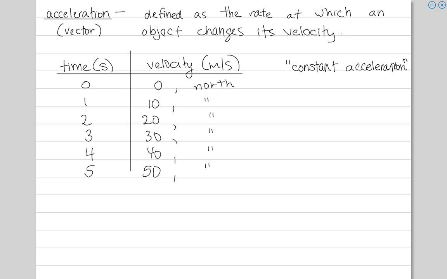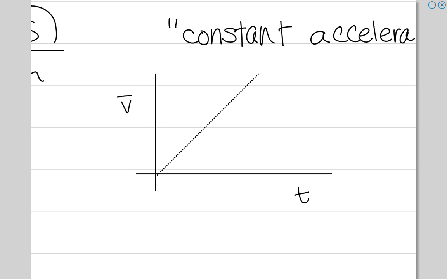Okay, so what this would look like on a graph. If you were to graph velocity versus time, you might get something like this. So as we go delta x of 1, we have a delta y of 10. Every time we go over 1, we go up 10. Over 1, up 10. Over 1, up 10.